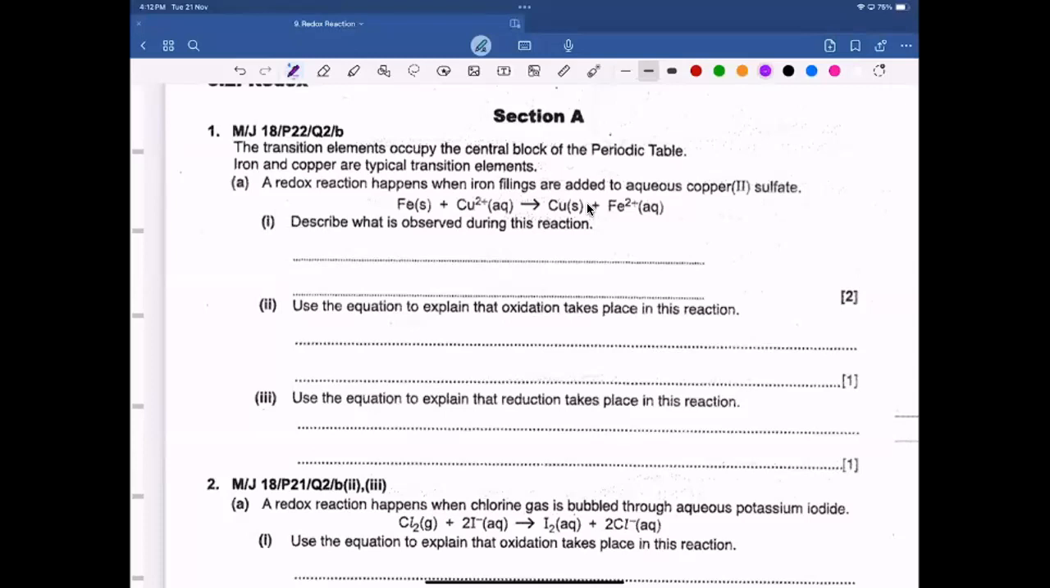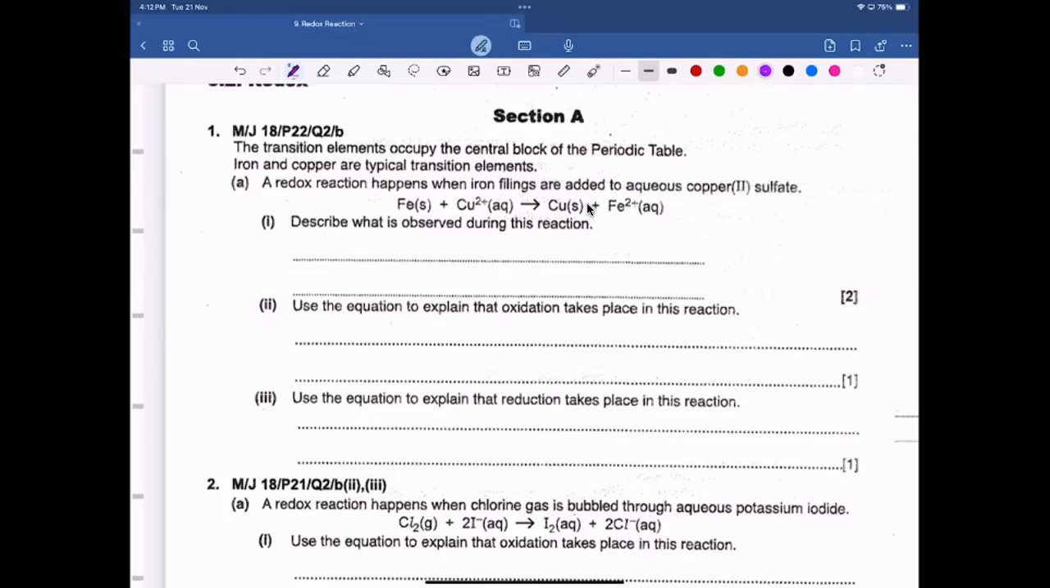What does oxidation involve? What are the processes in oxidation? Gain of oxygen, loss of hydrogen, and loss of electrons. And what else? There will be an increase in... What increases? Oxidation number, oxidation state.